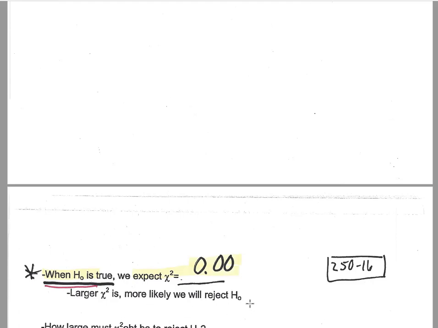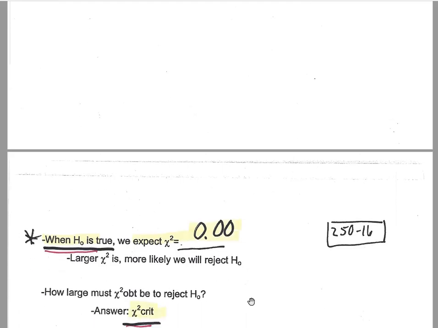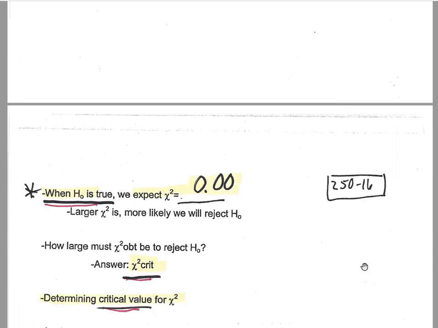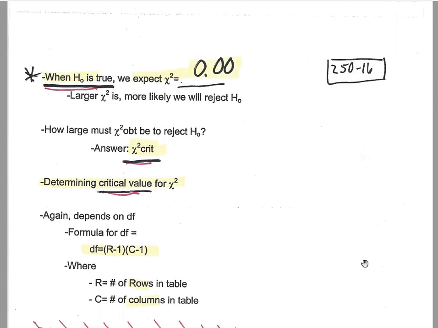Okay, exactly how big does chi-square have to be to reject the null hypothesis? It's got to be bigger than the critical value of chi-square. Now, chi-square is like most of the other stats we've studied this semester. There's no one number that is the critical value of chi-square. You have to look up the critical value of chi-square in a table. And to look up the critical value of chi-square, you have to determine the degrees of freedom for your analysis.